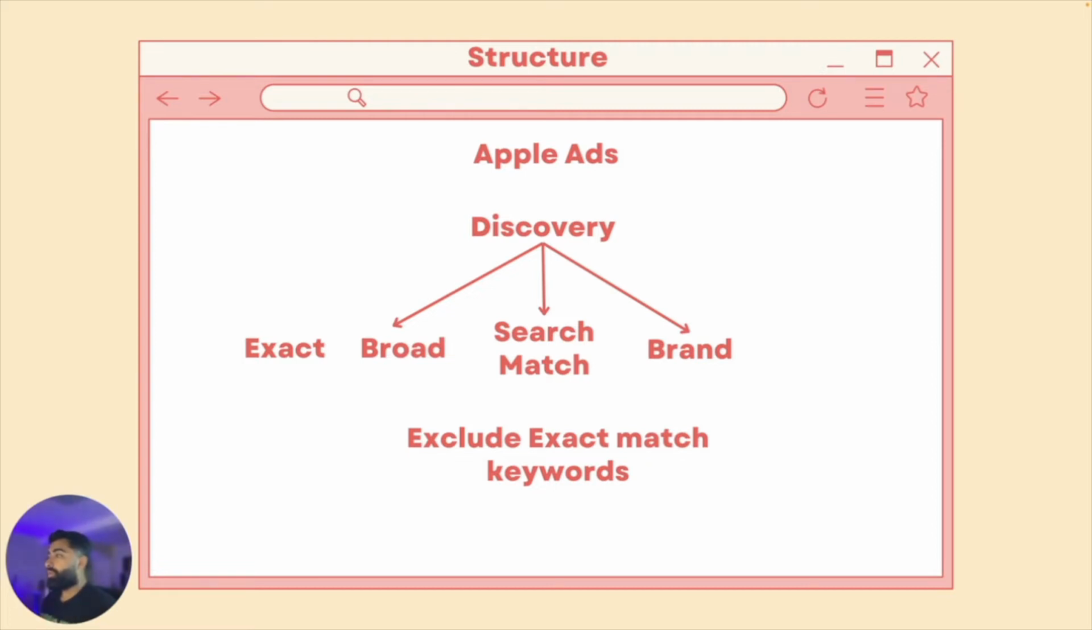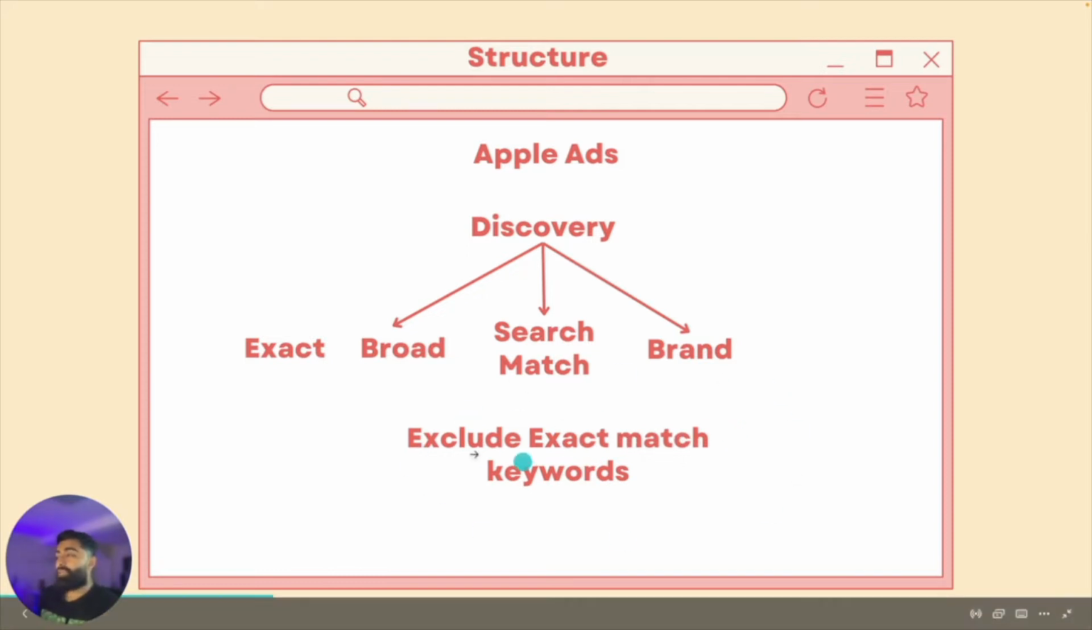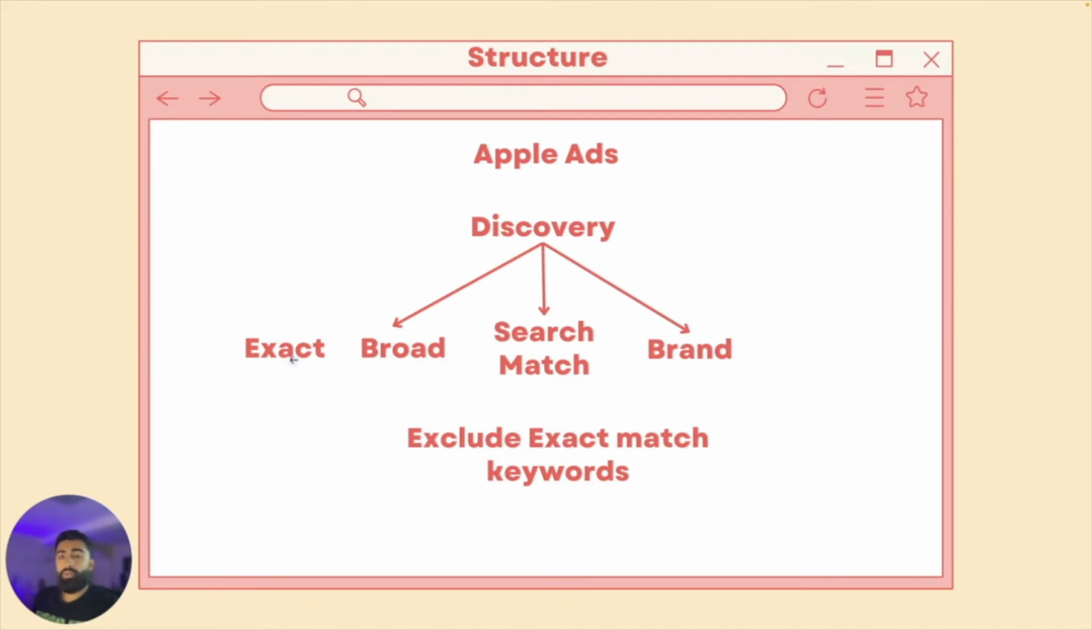So the first one is broad. Now this will be a copy paste of your exact keywords, except we won't have the exact parameters anymore. It'll just be broad. And what we'll do is exclude all the exact match keywords that are in here. Basically, this tells Apple that we don't want to go after the same keywords that we're bidding on in our exact campaign. We want to find net new keywords and net new customers in our broad campaign.